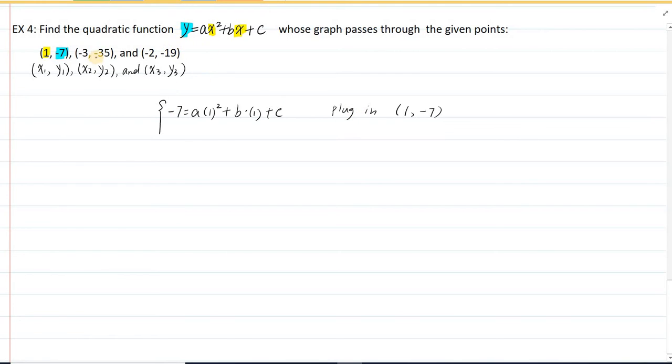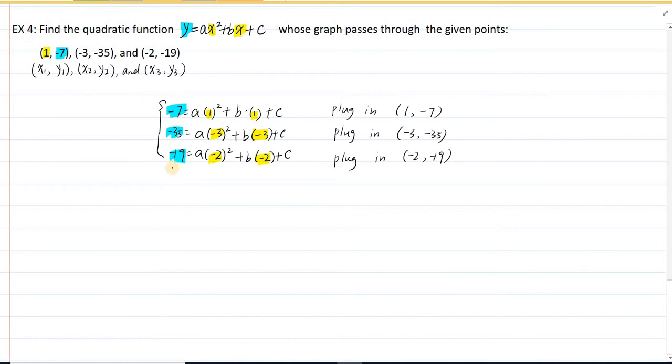And then for the second ordered pair, we have -3 and -35. You do it again: here your y is -35, and then a times your x, -3, squared, and b times, again your x is -3, and then plus c. You're doing the same thing for your third ordered pair. So I'm just going to go ahead and write it down. Here I just did a color coding, so all you have to do is plug them in.